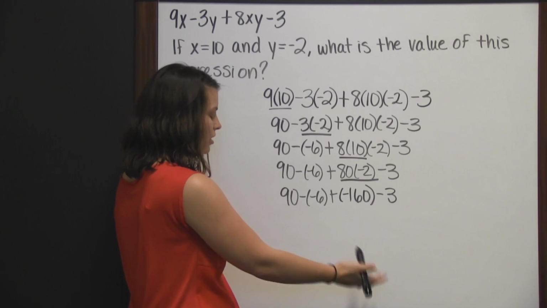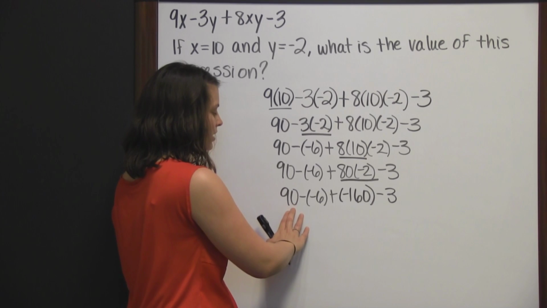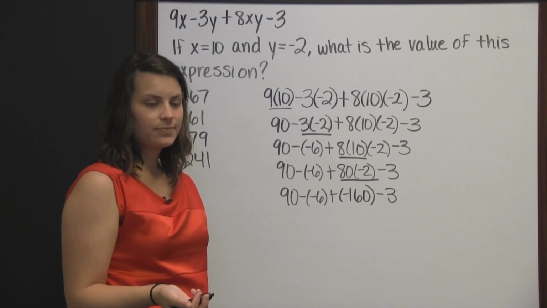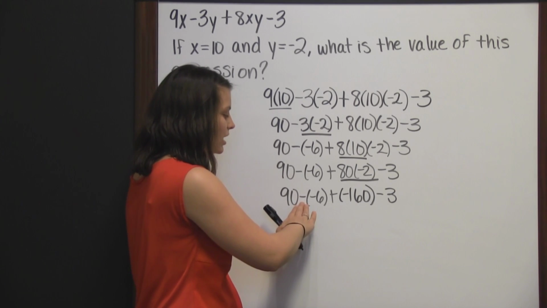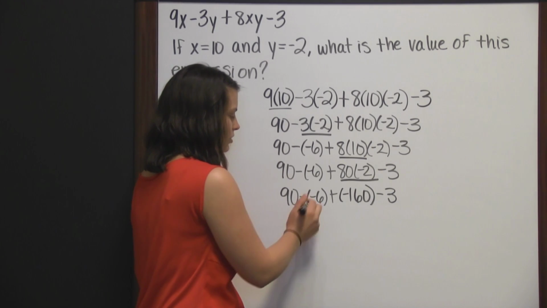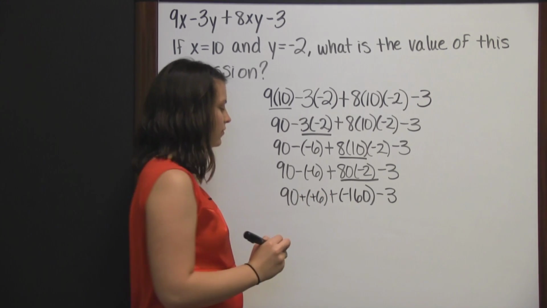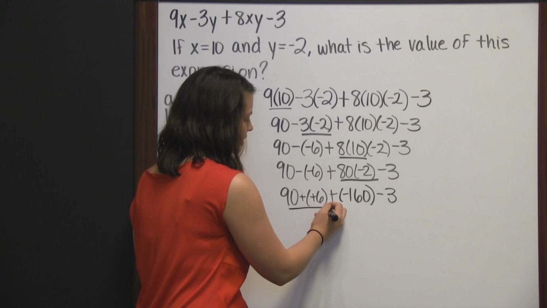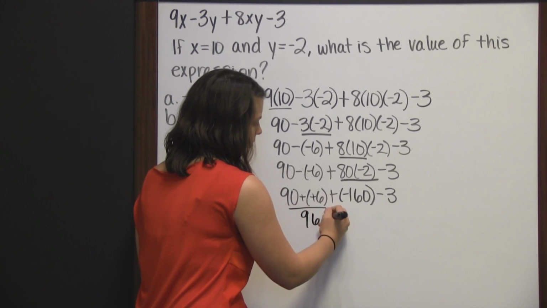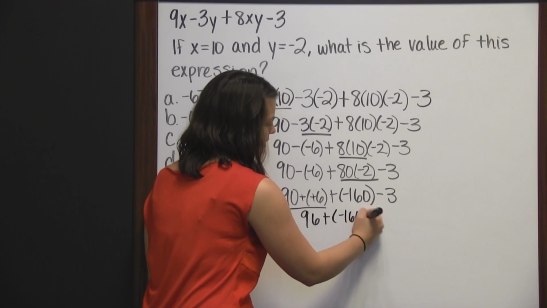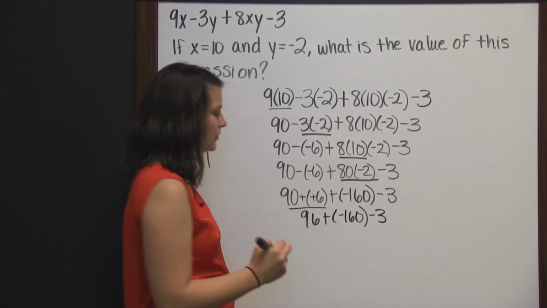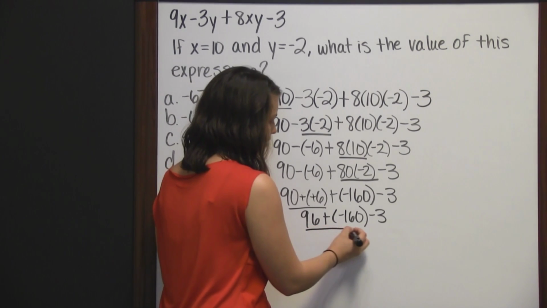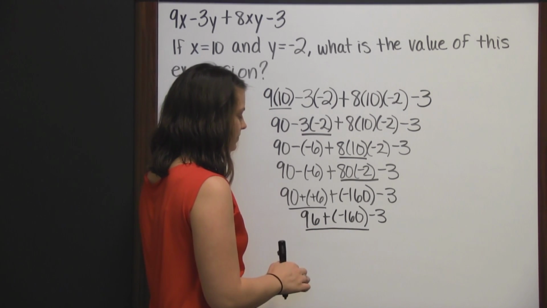left to right. So starting on the left, we're going to start with 90 minus a negative 6. Minus a negative, you can think of this like you're taking away a negative, which is the same as adding a positive, or you can add the inverse. So we have 90 plus 6, 96, plus negative 160 minus 3. Again, we've got to continue working from left to right. So next we have 96 plus negative 160.